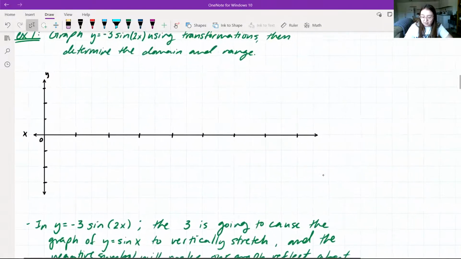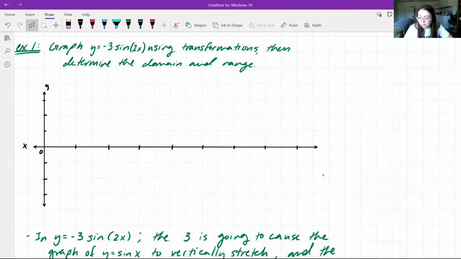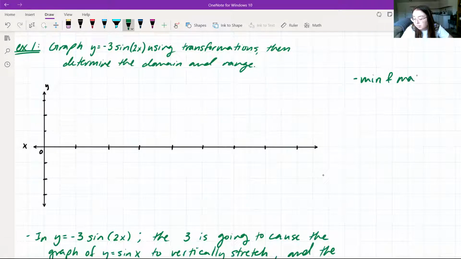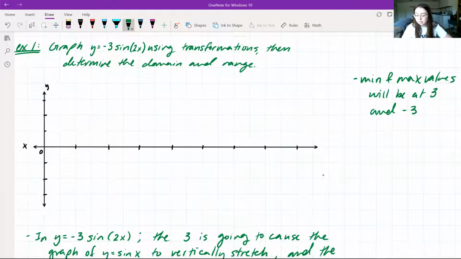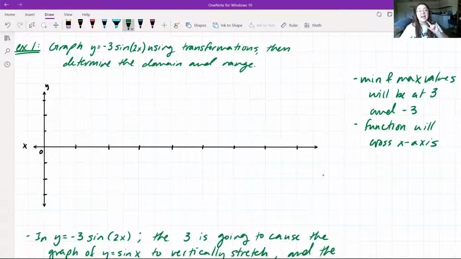So let's write off to the side here because we kind of ran out of room. So now we have min and max values will be at 3 and -3. We see that we're going to have values of 0 or crossing the x-axis. Let's say function will cross x-axis at the half values now.